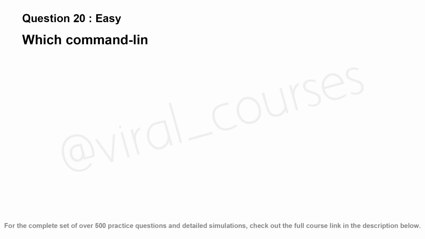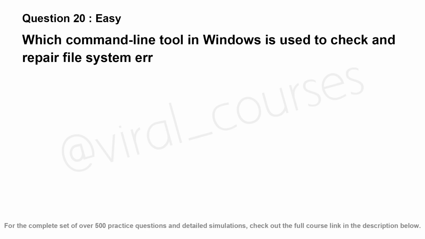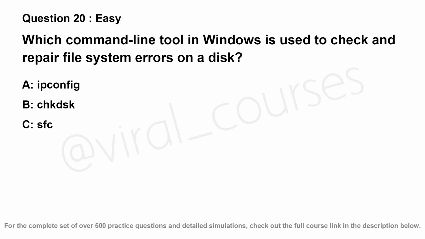Which command line tool in Windows is used to check and repair file system errors on a disk? Option A, ipconfig. Option B, CheckDisk. Option C, SFC. Option D, dir.